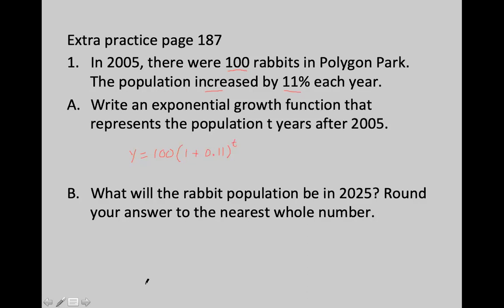What will the rabbit population be in 2025? Round your answer to the nearest whole number. All right, so we're going to write down y equals, we still keep our 100. We still keep our 1 plus 0.11, which turns into 1.11. And now we need to calculate the time. Well, we started in 2005 and it goes to 2025. So the number of years that has passed between 2005 and 2025 is 20.